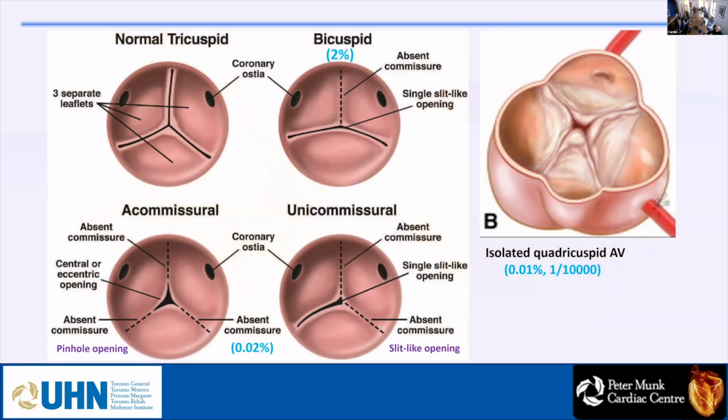The aortic valve, most of the time, is tri-leaflet, but it can be bicuspid in 2% of the general population, and can be quadricuspid, unicuspid, or other types. But most of the valves that are regurgitant are either tri-leaflet or bicuspid.